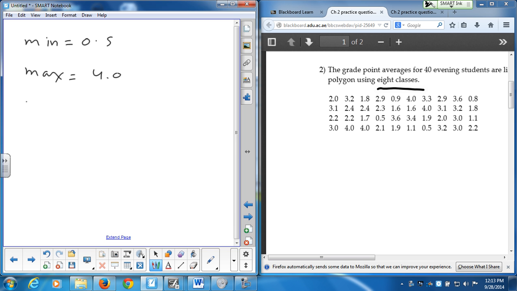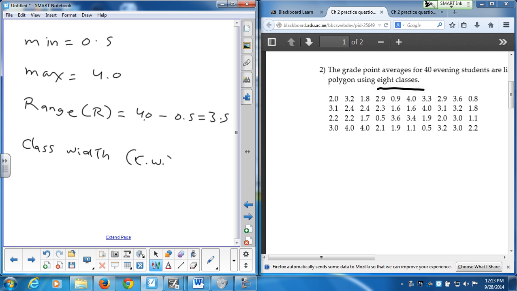So the range R is the difference between them, 4.0 minus 0.5, which is 3.5. Okay? And then I need to divide this by the number of classes required. He wants 8 classes to get the class width. So the class width, CW, is approximately 3.5 divided by 8, where the 8 is the number of classes given in the question here. 8 classes. Okay?